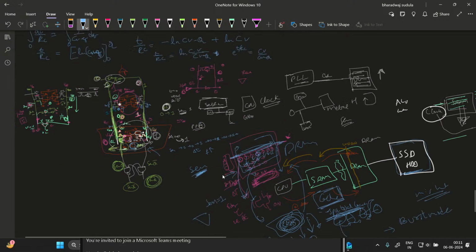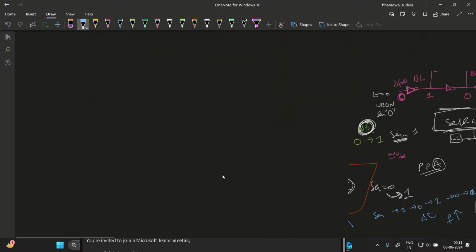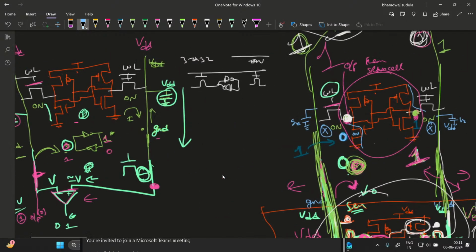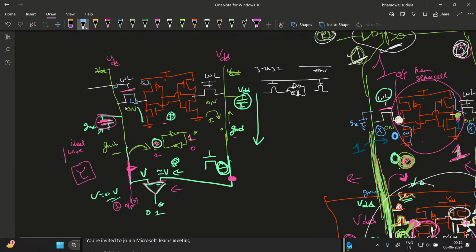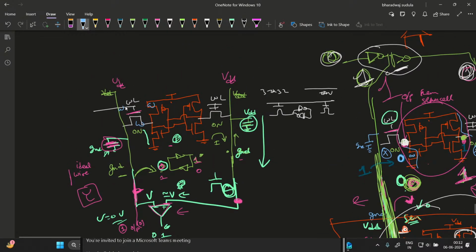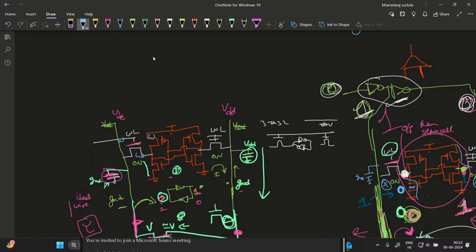Like I forgot to mention cell ratio and those things. You could actually watch those videos. This has some width, so there has to be some ratios to get the proper write and precharge operation. Precharge circuit, where are we using it? Precharge is actually used in the read operation.